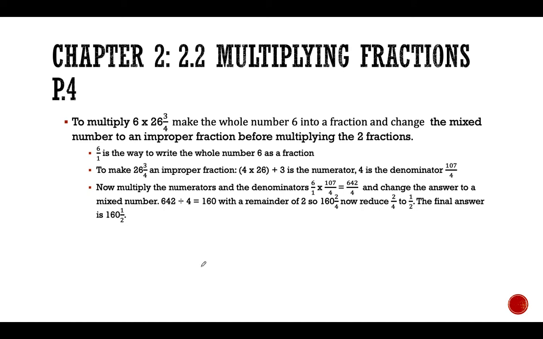Now you can multiply the numerators and the denominators. 6 over 1 times 107 over 4 equals 642 over 4. We need to change this to a mixed number. 642 divided by 4 equals 160 with a remainder of 2. So the mixed number will be 160 and 2/4. 2/4 can be reduced, so we reduce 2/4 to 1/2. So the final answer is 160 and 1/2.